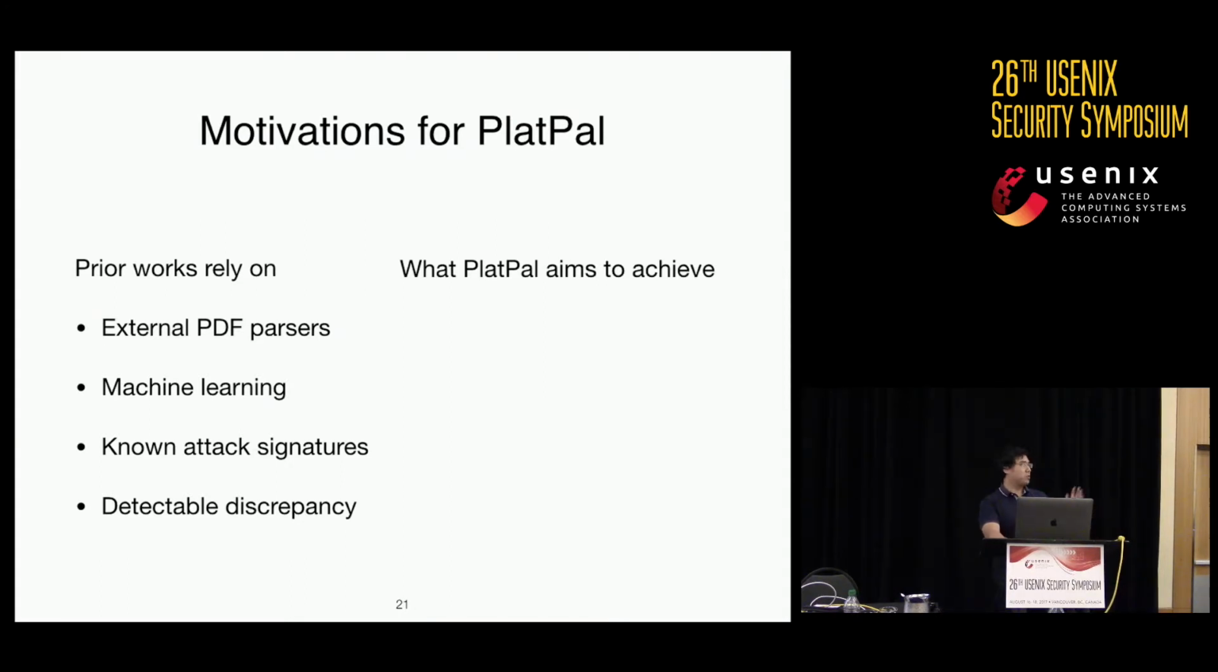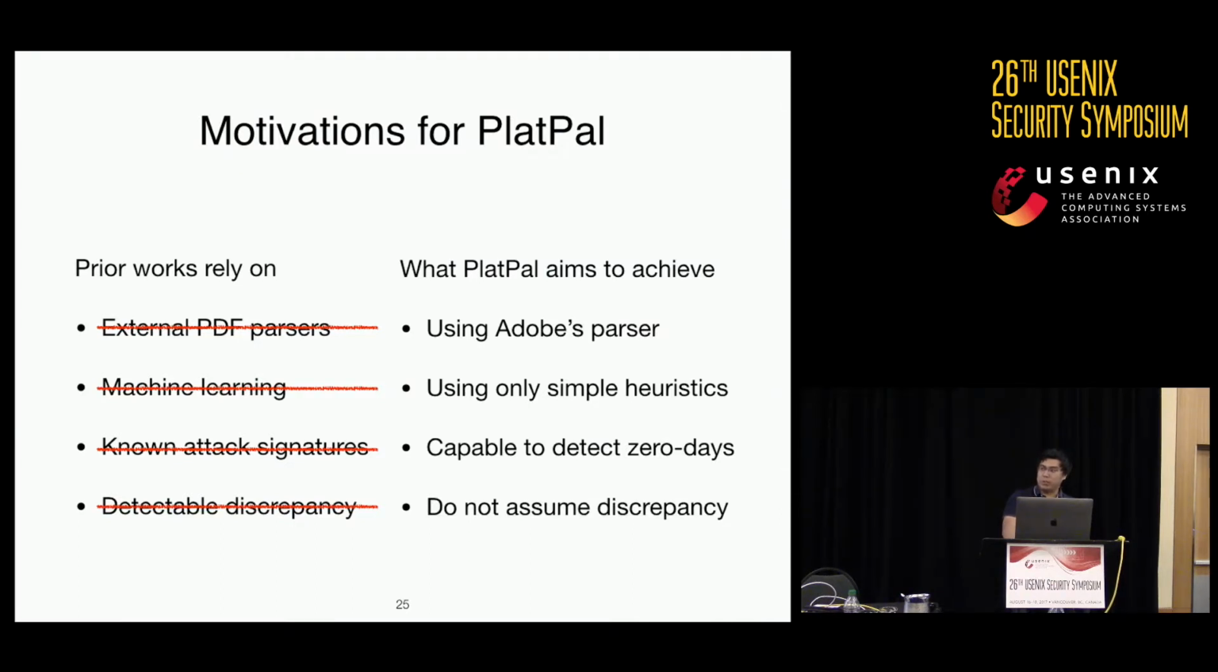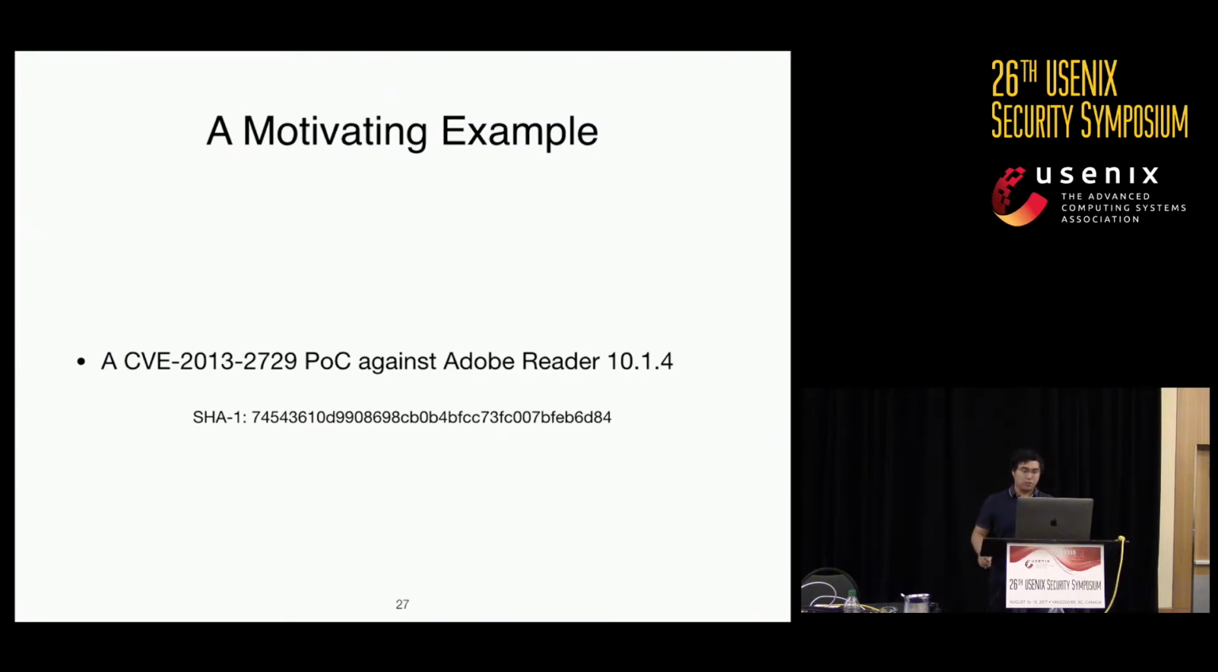So PlatPal, the system we're proposing, wants to achieve the following. We'll use Adobe's own parser instead of external PDF parsers, and we'll try to use simple heuristics instead of models learned from machine learning. We'll try to be capable of detecting zero days, which means detecting without any prior knowledge. We don't assume there's a discrepancy between malicious and benign documents. And last but not least, we'll try to be complementary to prior works, and raise the bar further for attackers to create malicious documents. So how do we come up with this kind of approach?